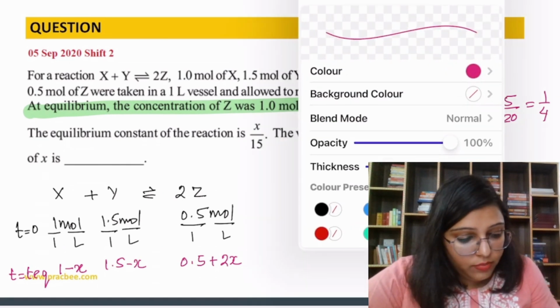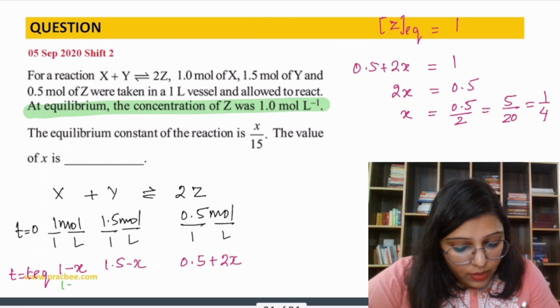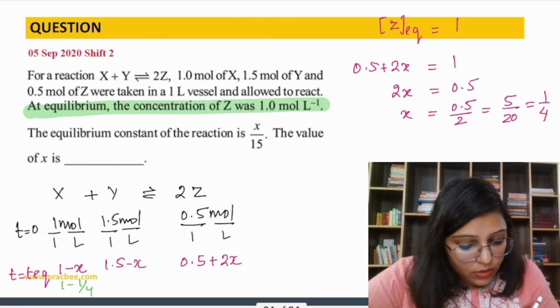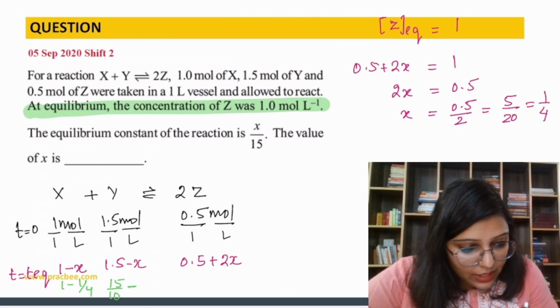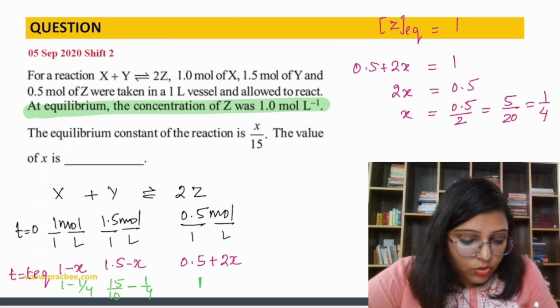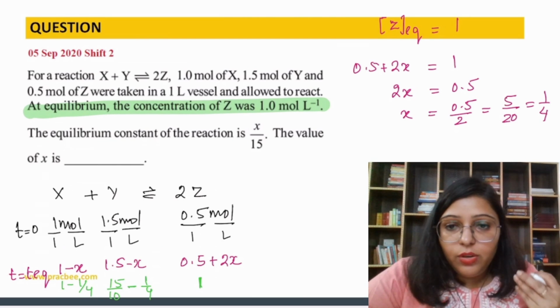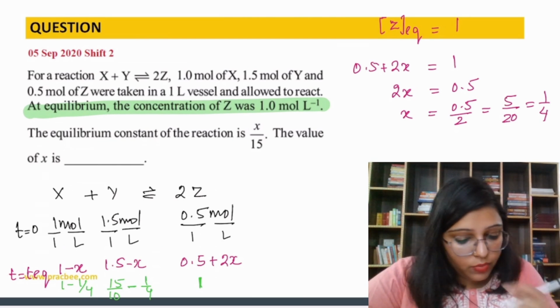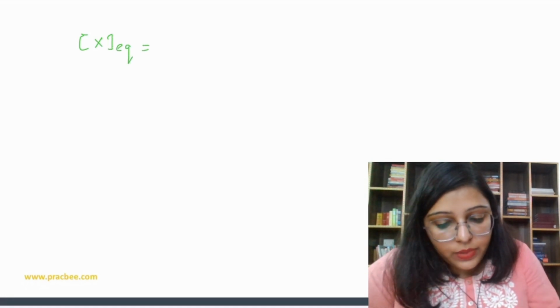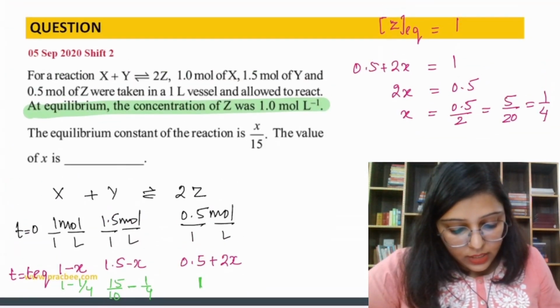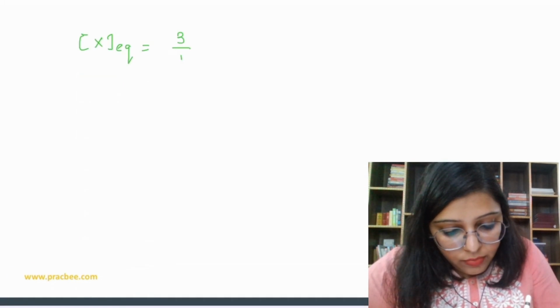Clear? Okay, fine. Now here we write 1 minus 1 by 4. Here we write 15 by 10 minus 1 by 4. And here we have 1. So when you solve this, what do you get? The equilibrium concentration of X is 1 minus 1 by 4, which is equal to 3 by 4.